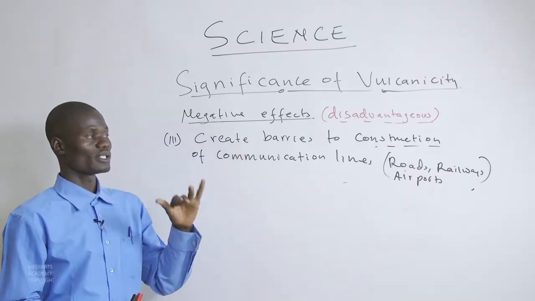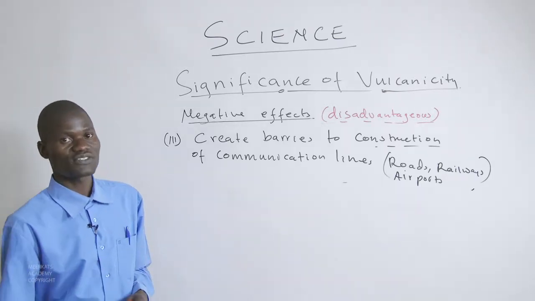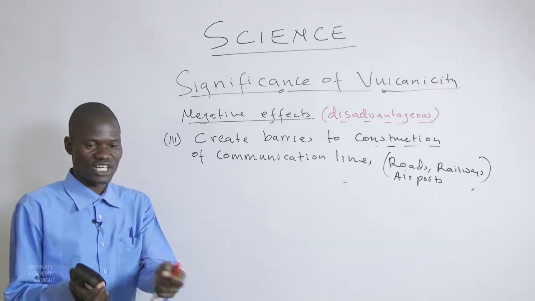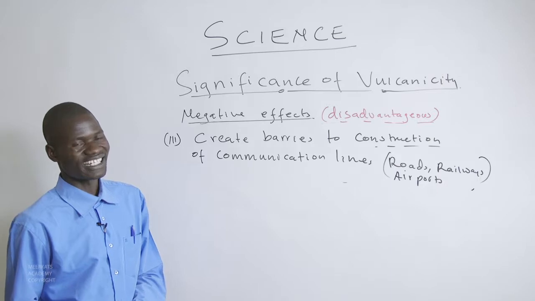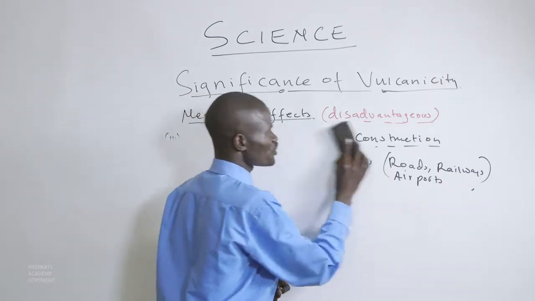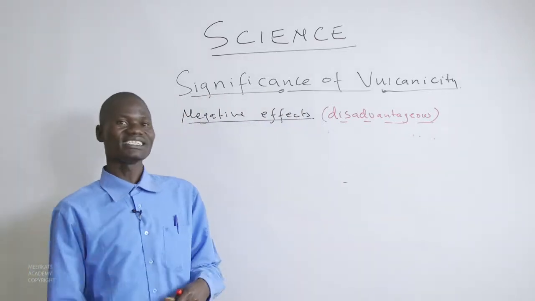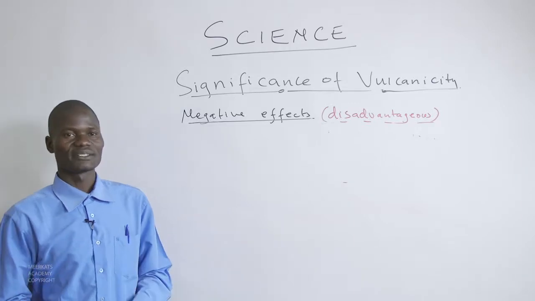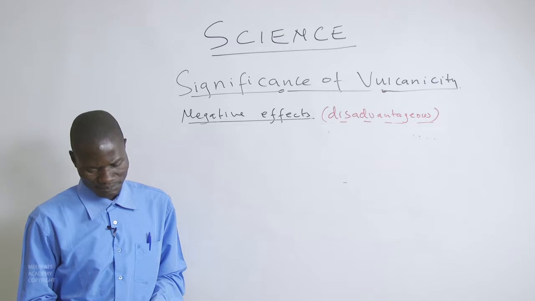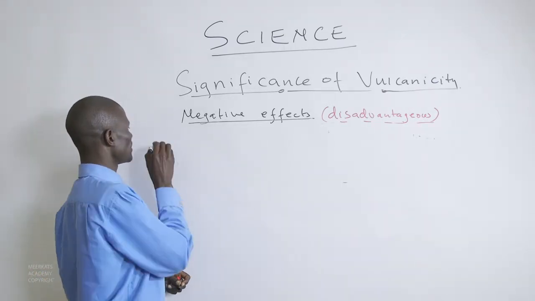If we already have communication systems such as electricity and telephone transfer lines, they can also be destroyed because of the shaking of land, such as the earthquake and volcanicity, which will lead to the land being disjointed. When the land is disjointed, it will lead to a devastating effect. We can also find another one.